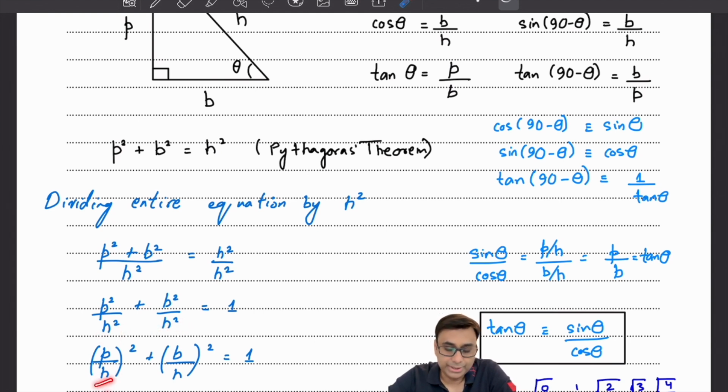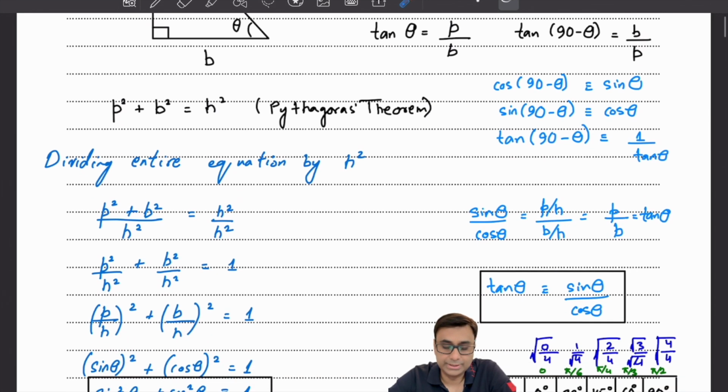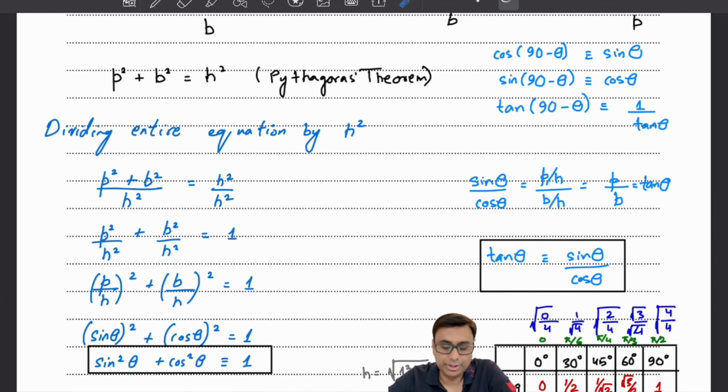So p over h is sine theta and b over h is cos theta. So we can say that this equation can be written down as sine square theta plus cos square theta is identical to 1. And that gives us a very, very important formula to remember. Though it will be provided in the formula sheet, we will be using this a lot.